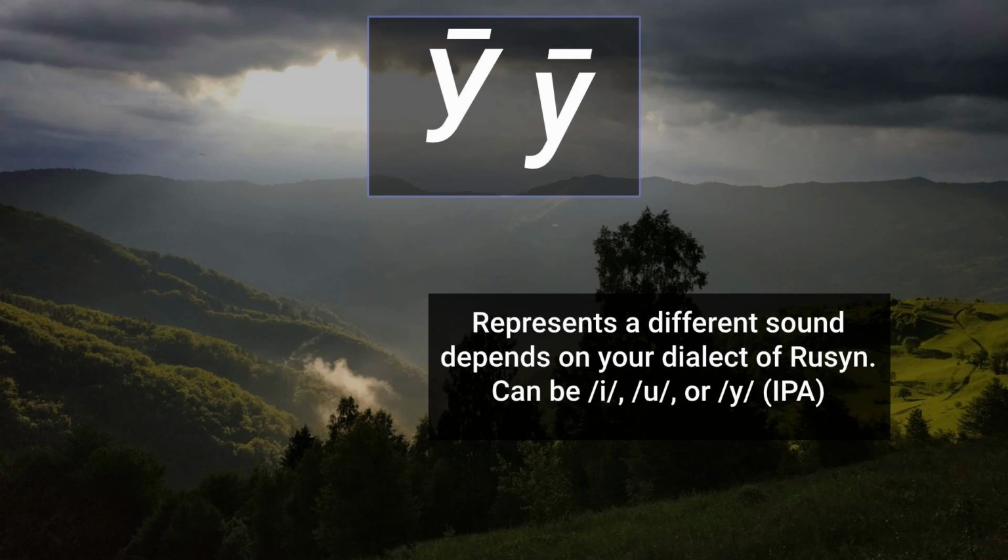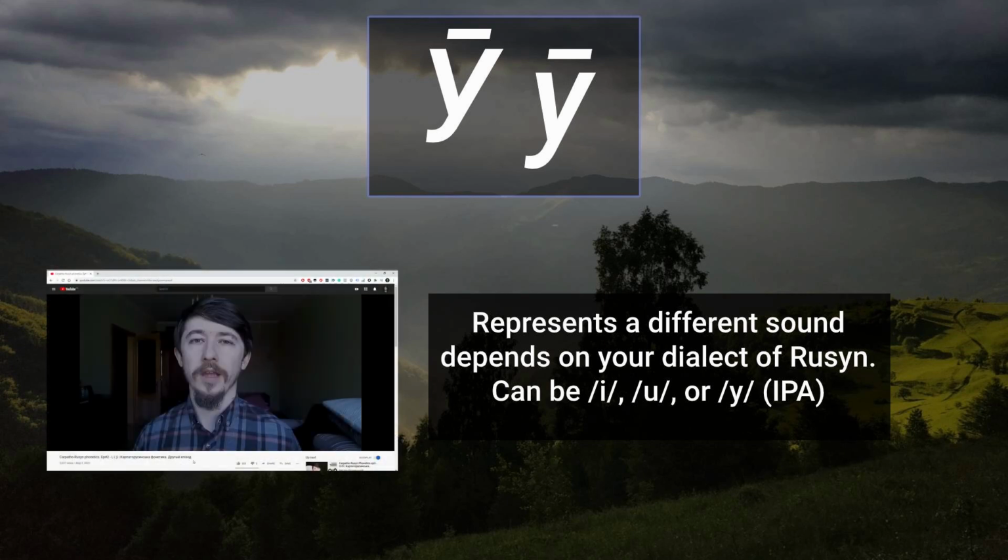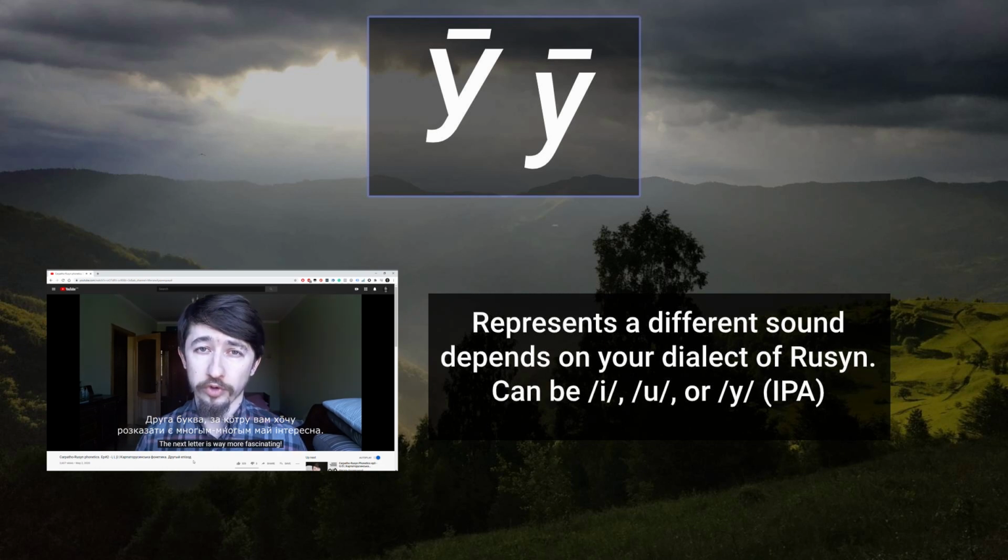Macron. This letter has no sound by itself, but it represents the place in the word where sounds evolve differently in Rusyn dialects. It might be either E, U, or even E, as in my dialect. I have posted a video about it earlier.